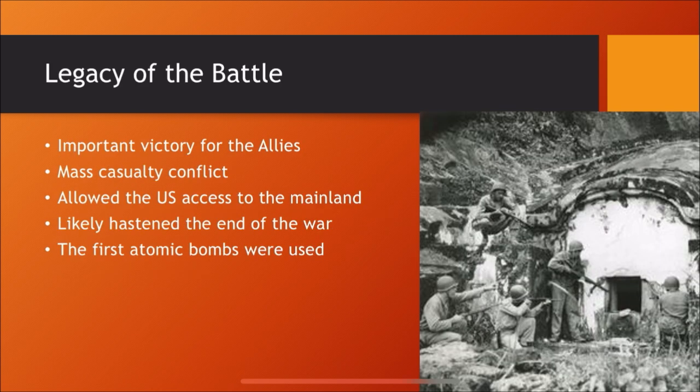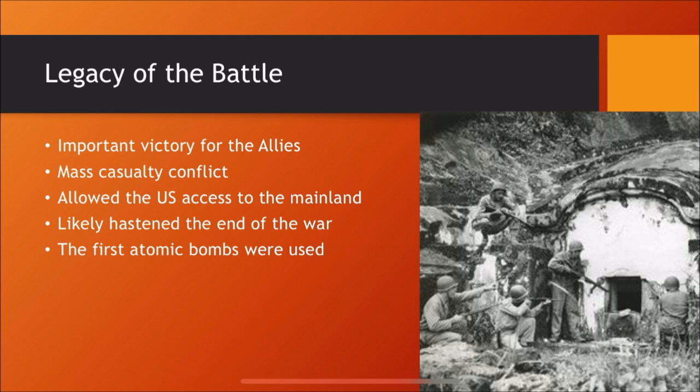Finally, I'm going to discuss the legacy of the Battle of Okinawa. The Battle of Okinawa was a crucial victory for the Allied forces. Occupying the island provided them with options that would end the war. The Battle of Okinawa will be remembered as a mass casualty conflict. Both sides, the Allies and the Japanese, lost thousands of men and equipment during this battle.